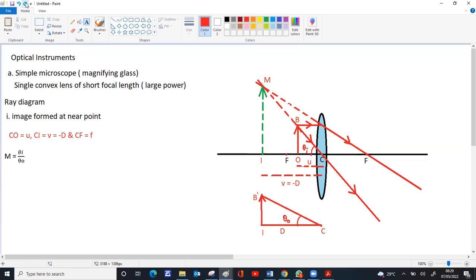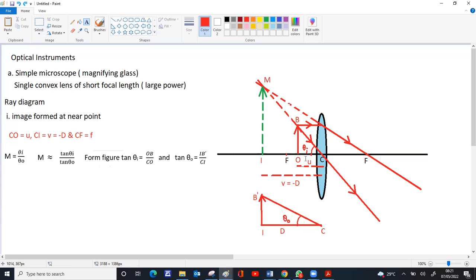Now the magnifying power is defined as the ratio of theta I to theta O. Theta I is the angle subtended at the eye by the image formed at the far point or near point. Theta O is the angle subtended at the eye by the object. For a microscope, it must be at the near point and seen without any optical instruments. So this can be approximately tan theta I by tan theta O.